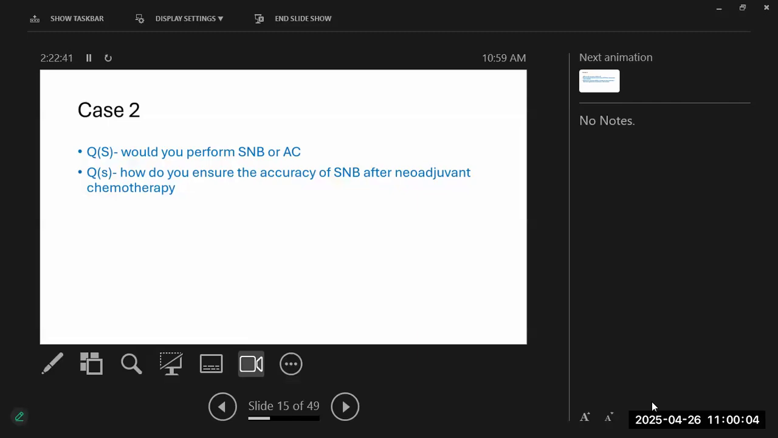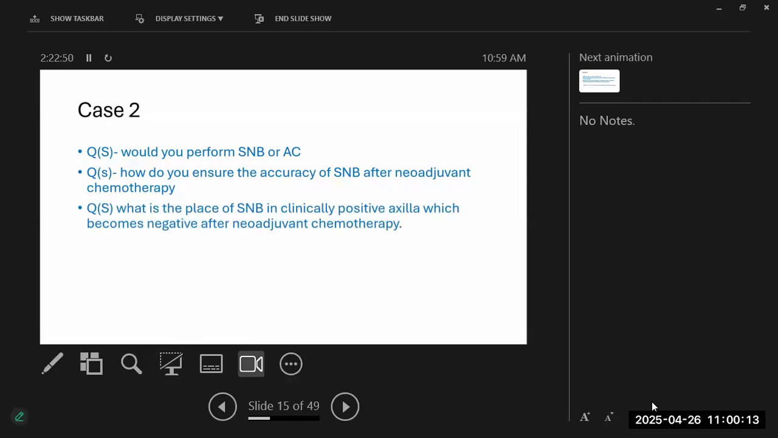We clip the node that was seen before neoadjuvant therapy and we make sure we harvest that particular node as well. By sending it for a specimen mammogram, we can see the clipped node inside. So we know we have taken the proper harvest. Right. So I think you answered both questions.